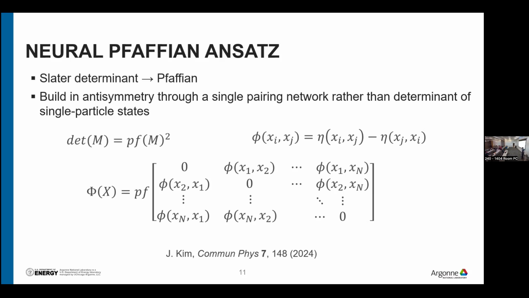This new construction has a couple benefits. One, there's only a single neural network, so we have far fewer parameters, much easier to train. And two, this single neural network, eta, takes in pairs of particles instead of single particle inputs. So in nuclear systems, the pairing information is incredibly important, and this builds it in directly.